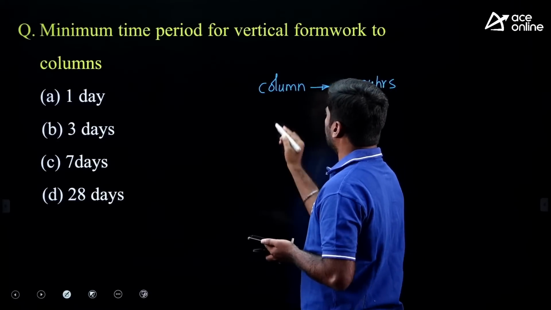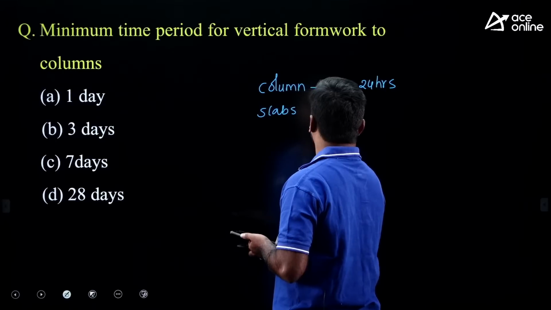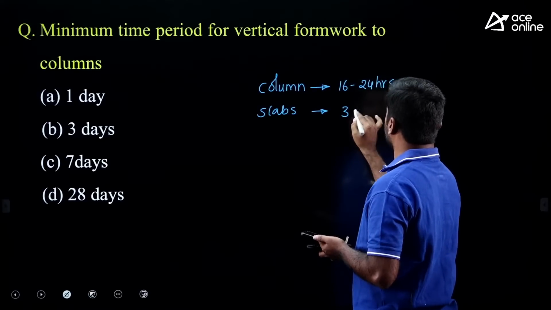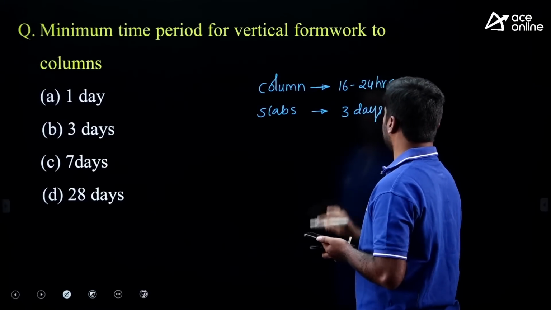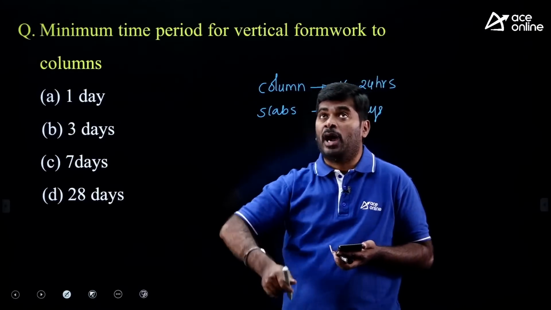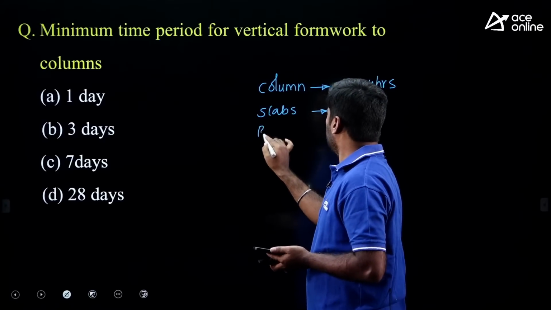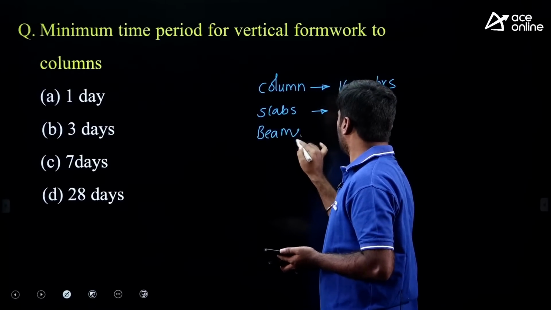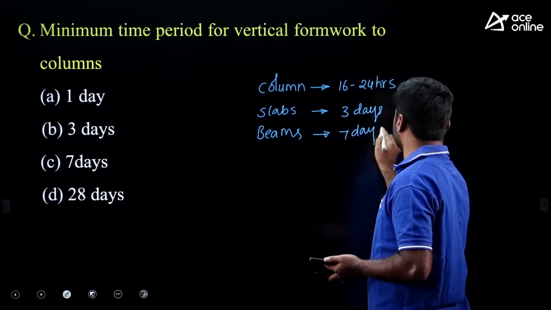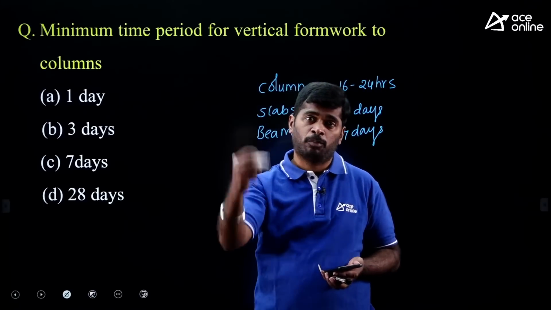Then, what about slabs? To remove the formwork, it requires 3 days. Once after removal of the sheets of the slab, we have to refix the props. Then for beams, it is 7 days. 7 days required. Once after removal of the formwork, we have to refix the props.